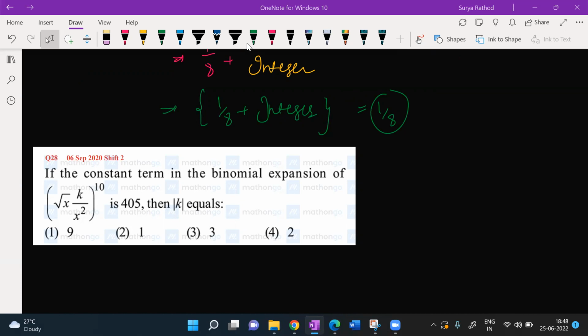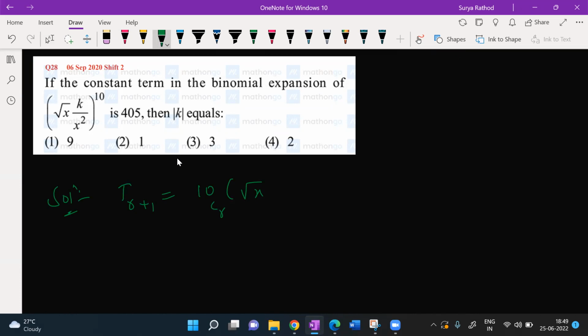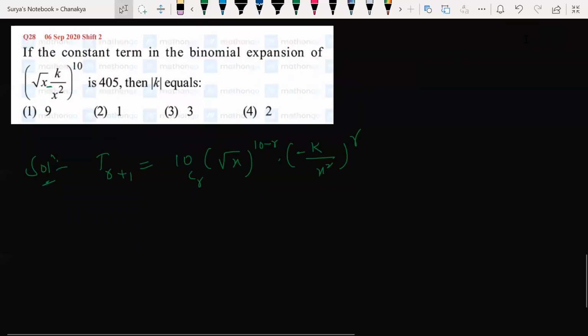So 28th question. What is the constant term in the binomial expansion of this is 405. Then modulus of k is equal to what? Beautiful question, guys. Wonderful question. This is also a very good question. What formula do I have to use here now? Directly you can just tell me the formula, Babu. The general term formula, isn't it? T(r+1) is equal to nCr, 10Cr root x to the power of n minus r into minus k by x square, whole to the power of r. Here minus is missing, so minus should be there.